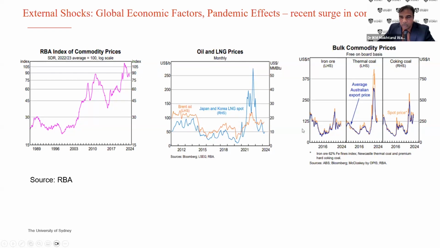As I just mentioned, due to lots of geopolitical issues and tensions, oil prices have become disrupted and more volatile. On the right-hand side, we can see bulk commodity prices. On the left-hand side, we have this overall index. On the right-hand side, if we split those prices separately, we have iron ore prices, thermal coal prices, and coking coal prices. These are the spot prices, and we can see that the prices are up in more recent times, and also more volatile.